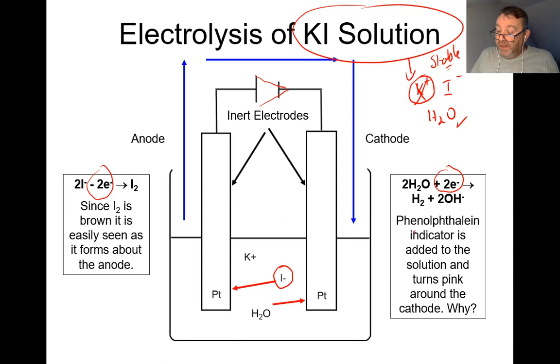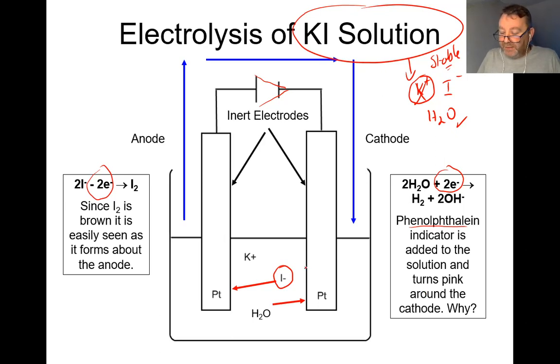Now, if I was to put in phenolphthalein, remember what phenolphthalein is? It's the indicator we use to demonstrate the presence of a base. Okay, and it turns pink in a base. Notice what it says down here: when phenolphthalein indicator is added, the solution around the cathode begins to turn pink.